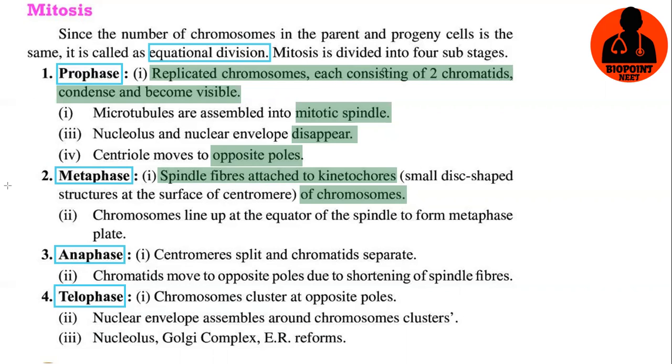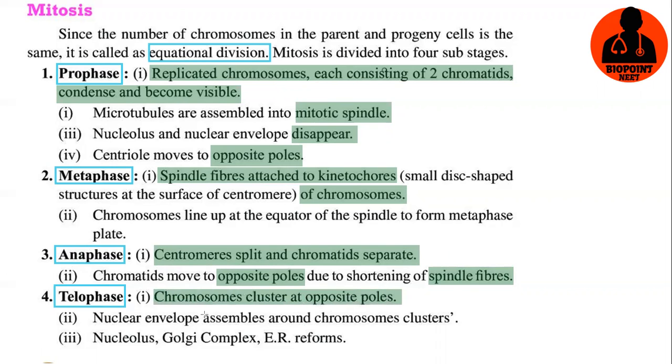In anaphase, the centromere splits and the chromatids separate. Chromatids move to opposite poles due to shortening of the spindle fibers. In telophase, chromosomes cluster at opposite poles. The nuclear envelope reassembles, that is, the nuclear envelope reappears. The nucleolus, Golgi complex, and endoplasmic reticulum reform. This is what happens in telophase of mitosis.